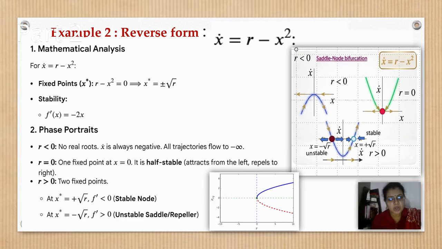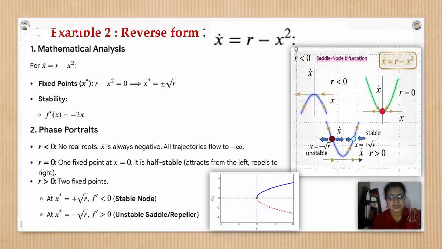Now we can also see the reverse form of the prototypical form which we have seen in the last slide. So it was x dot is equal to r plus x square. Now we can check for x dot is equal to r minus x square. As we do the analysis, we'll see that the entire behavior just flips. So the mathematical analysis, we proceed in the same way.